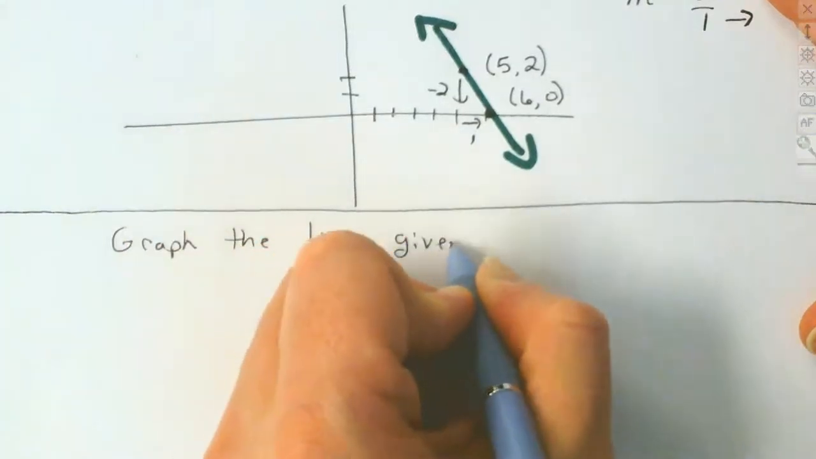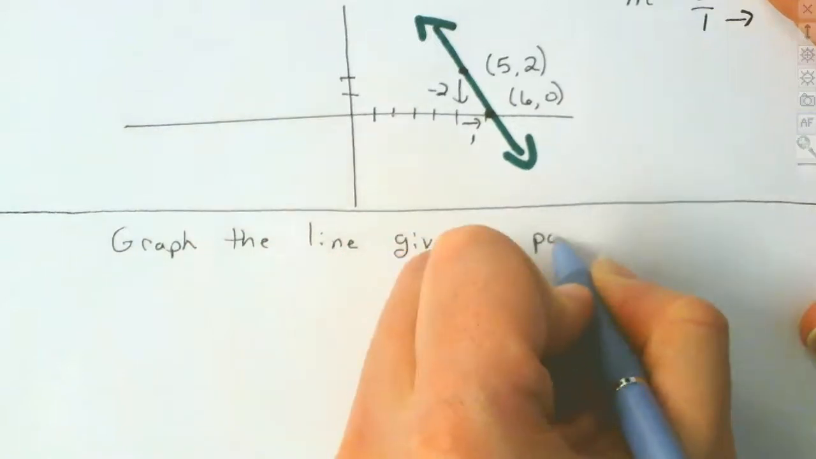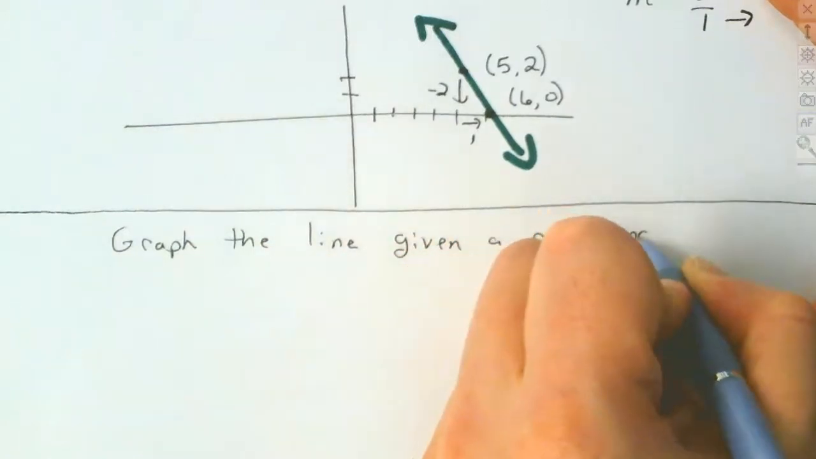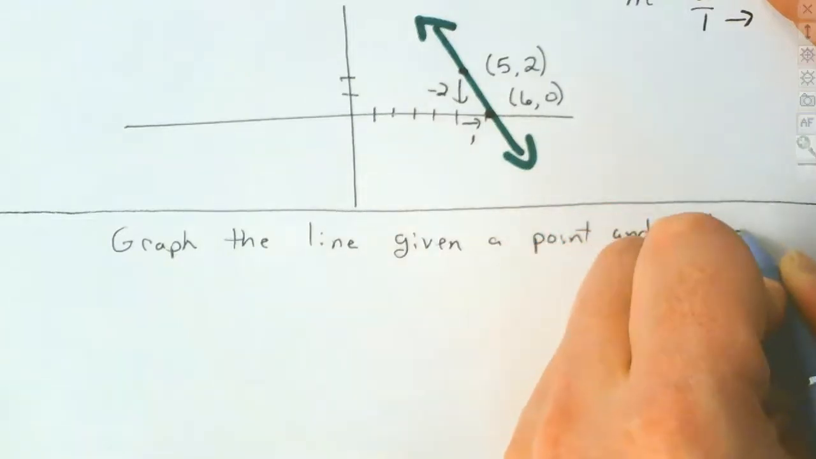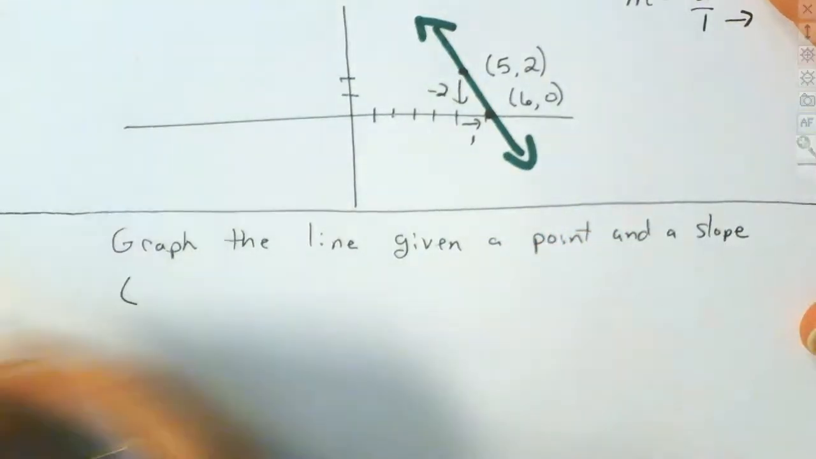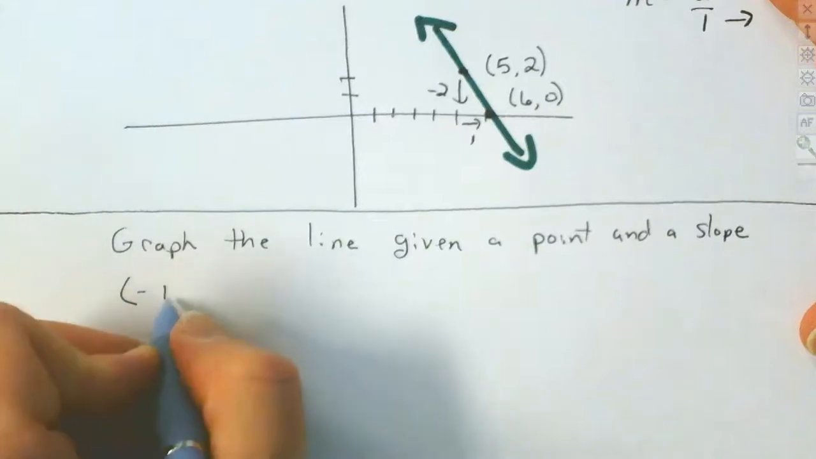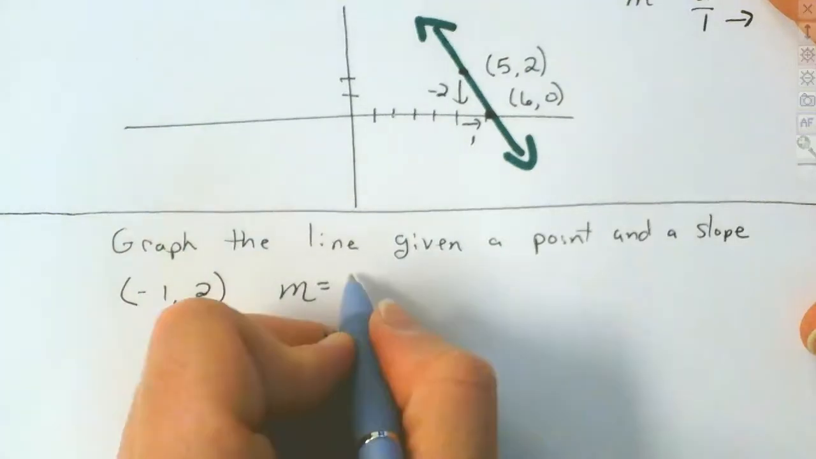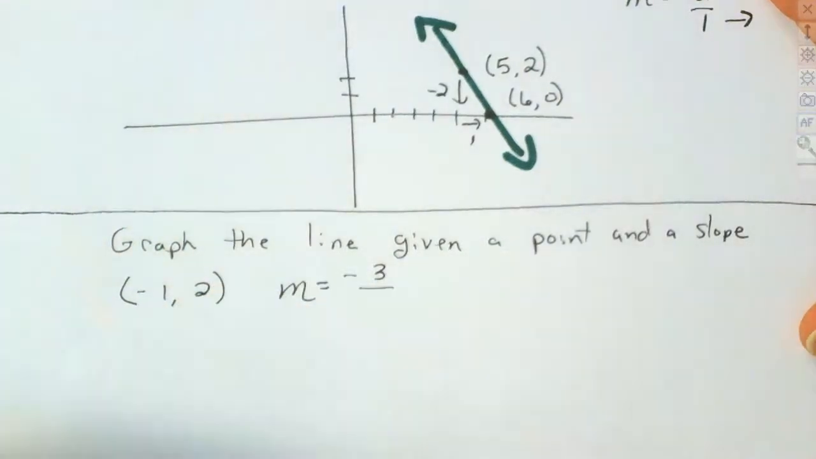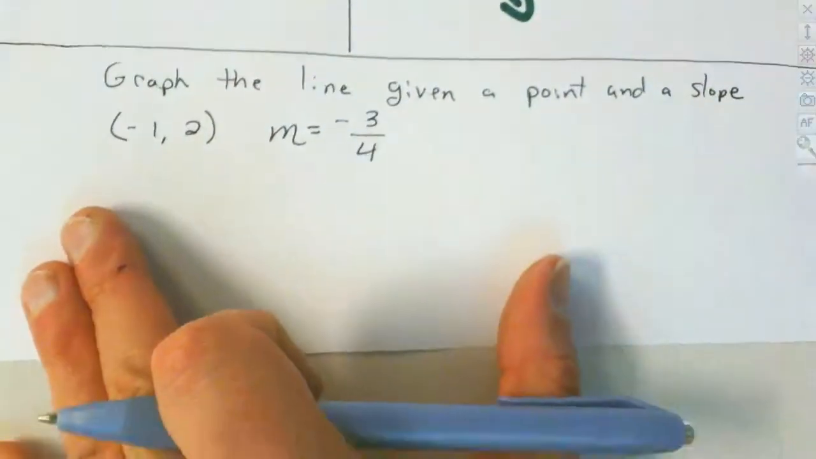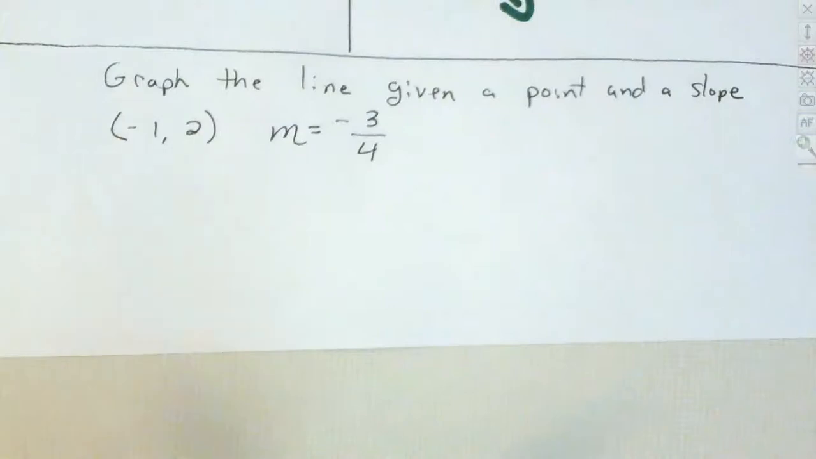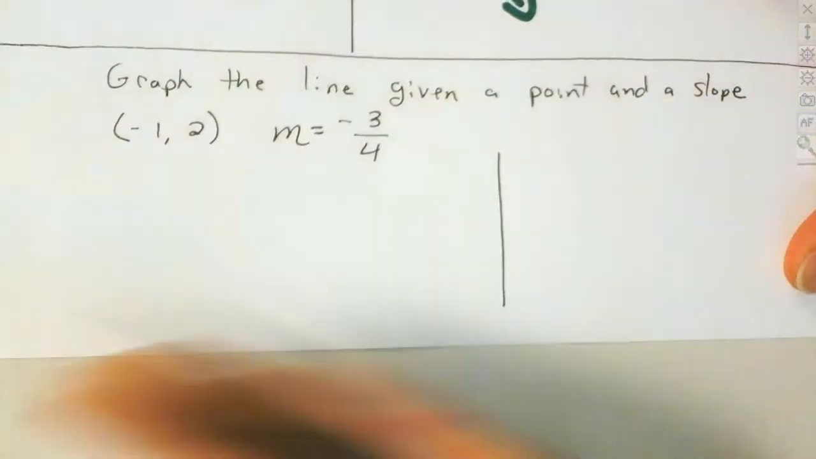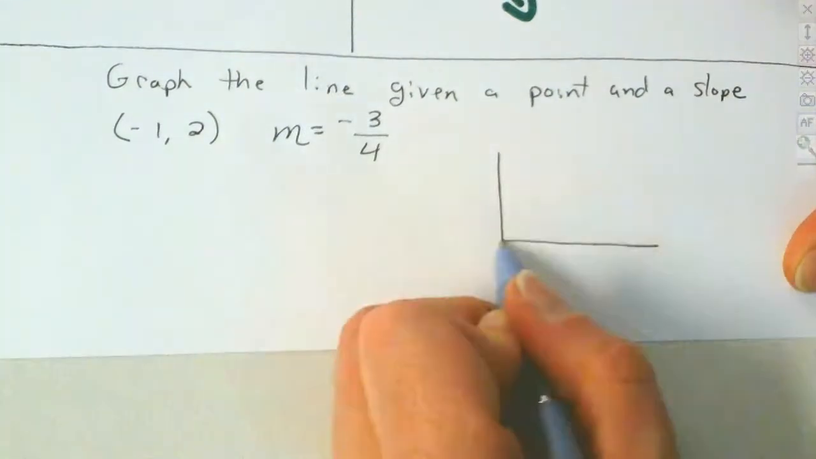And you're going to be given a point and a slope. So how about I give you the point -1, +2, and we're going to have a slope of -3/4. So this one's going to be a fraction. How do we approach this? Well, the first thing we do always is you find your point. Find your starting point.